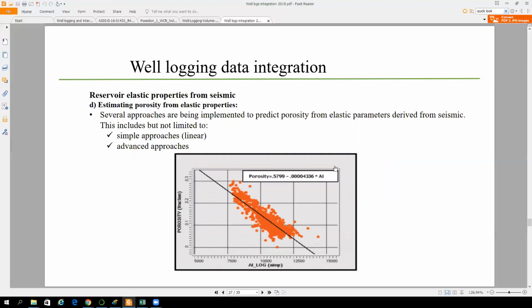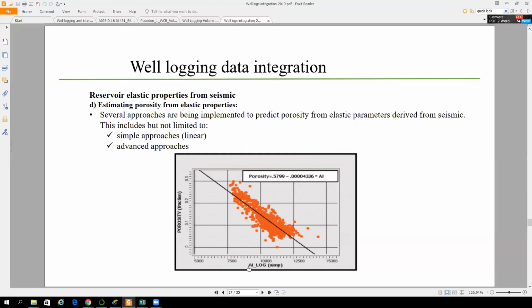So now we will try to estimate the porosity from the seismic. In the porosity logs, we have seen that we can estimate the porosity from the neutron or from the sonic log or from the density log. In this case of the seismic interpretation, or seismic quantitative interpretation, or seismic integration with well logs, usually we try to estimate the porosity from the acoustic impedance.